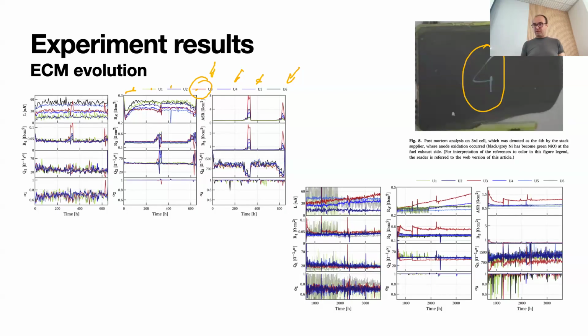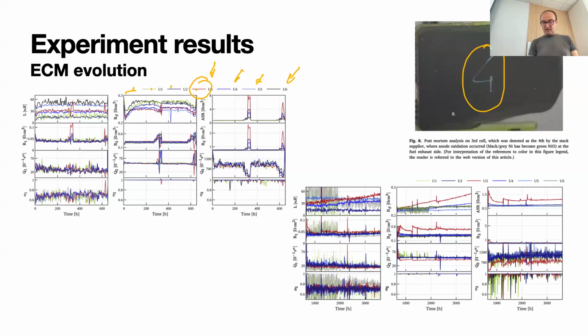It was on the exhaust side of the cell, and this was due to the emergency shutdown. I guess some sealant broke, but we anyway continued with operation. So these are the data of the equivalent circuit models.